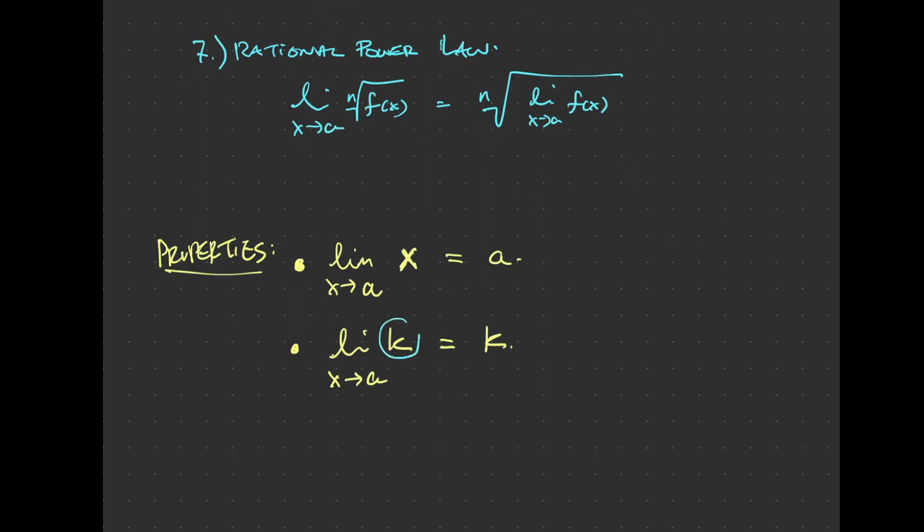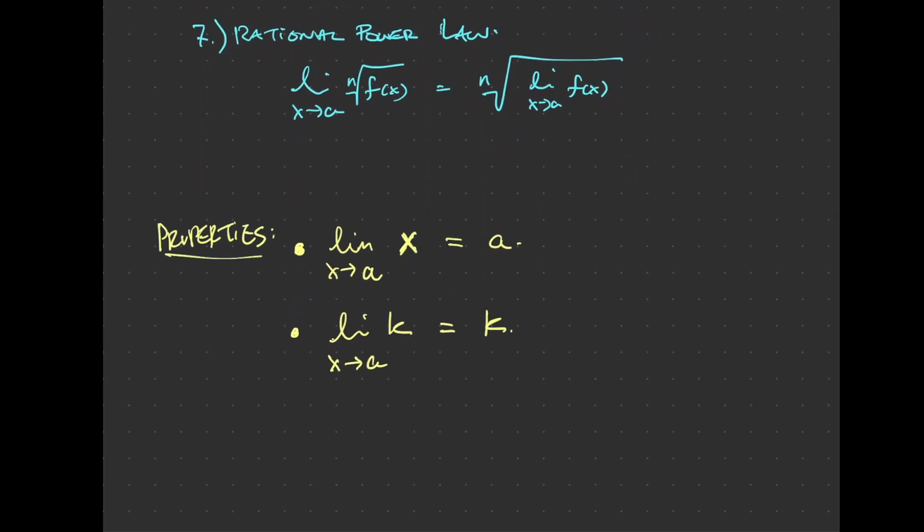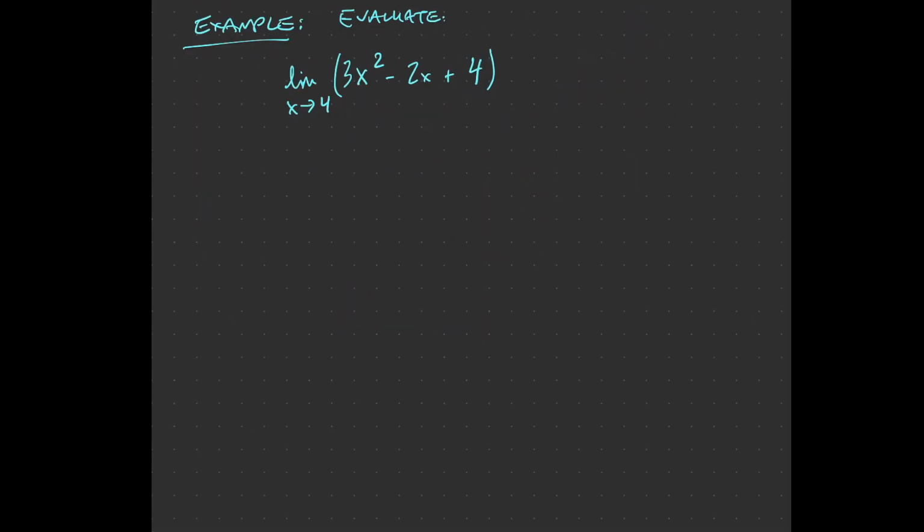It means if you have some constant, let's say k is 4, what is 4 approaching as x approaches a? Well, 4 doesn't care, right? 4 is just going to continue to be 4. So with these and with all the laws we've gone over so far, we can evaluate a lot of limits algebraically as long as we understand how to apply them.